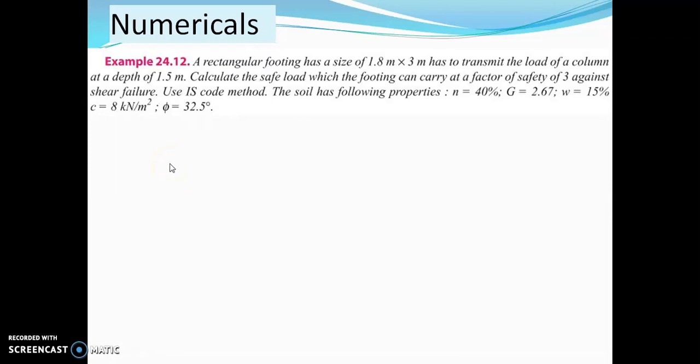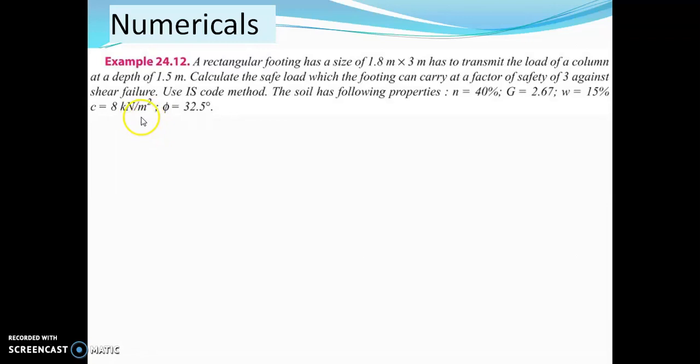Now, before we go to the solution, this problem is solved in your textbook. We will go word by word. What all information is given to you? First, it is a rectangular footing, so the shape is mentioned. Next, the size is mentioned, so B and L are given. The founding depth is mentioned. Some places it appears as DF, some places it appears as D. This 1.5 meter is the foundation level. Then the factor of safety is given to you. Then porosity, specific gravity, moisture content, cohesion and friction.